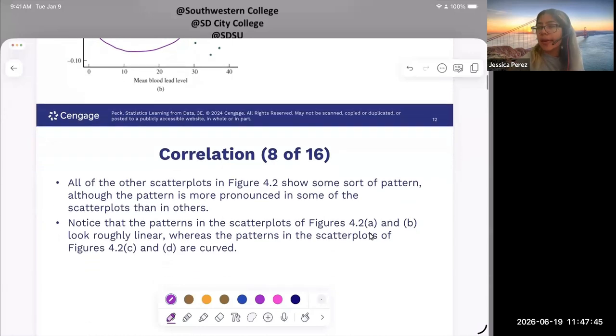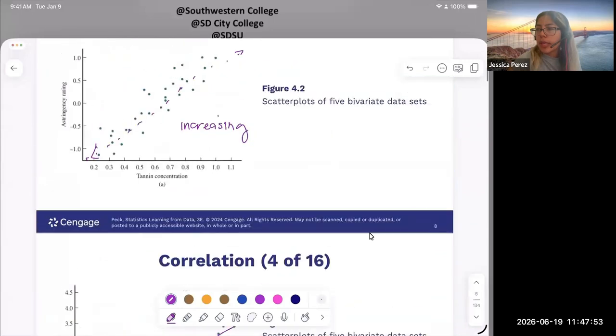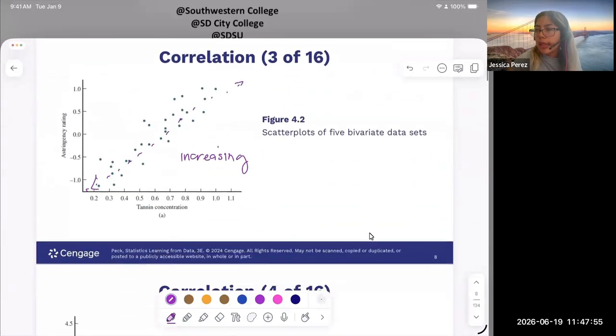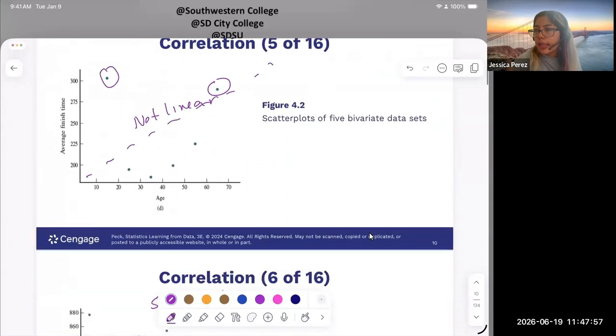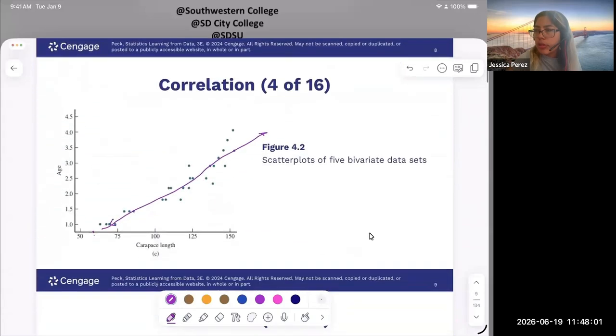We can notice that the patterns in the scatter plots of figure 4.2 A and B are roughly linear, so the first few. So here we have A, and then B. Where's B here? I don't see B. There should be a typo. This one's B.